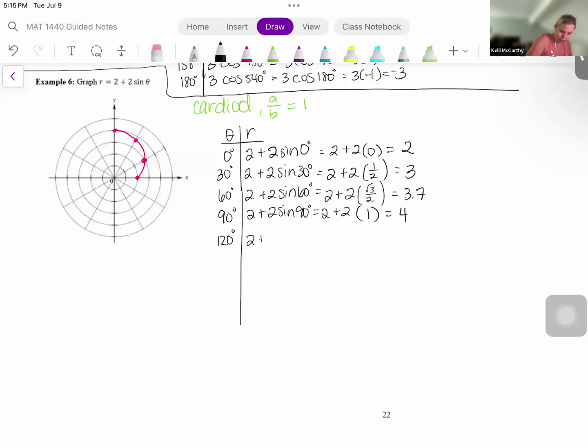120 degrees, 2 plus 2 sine of 120 degrees is equal to 2 plus 2 times the square root of 3 over 2. And that's going to be 3.7. 150 degrees: 2 plus 2 times sine of 150 degrees is equal to 2 plus 2 times 1/2, since sine of 150 degrees is 1/2. And this is 3.